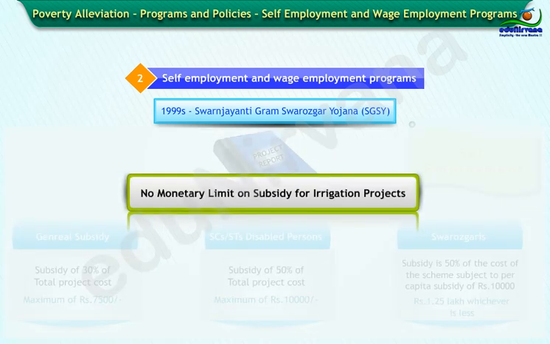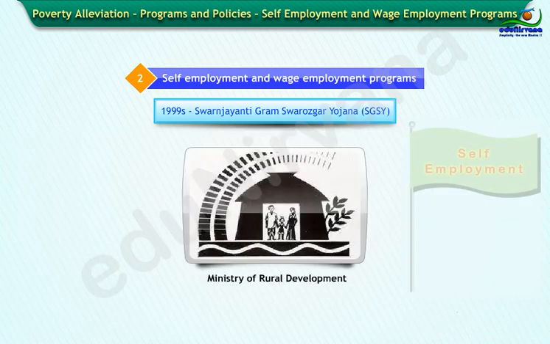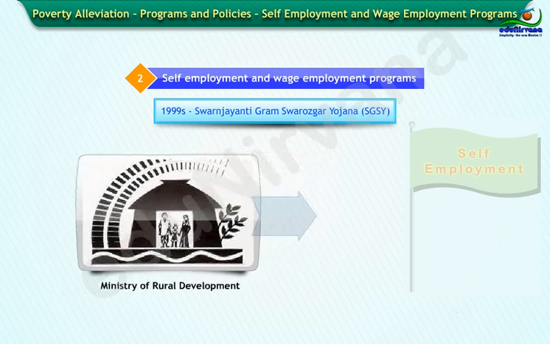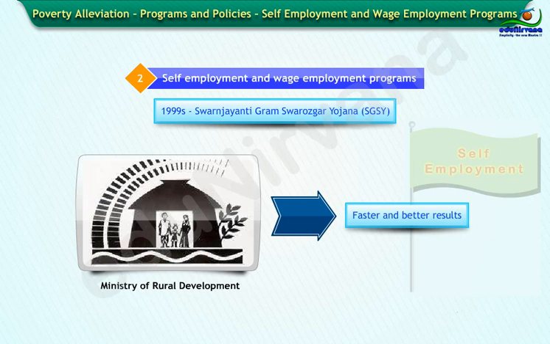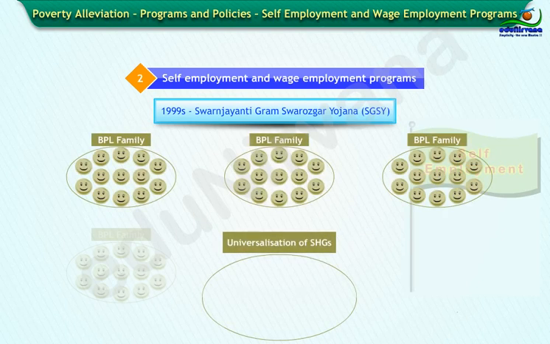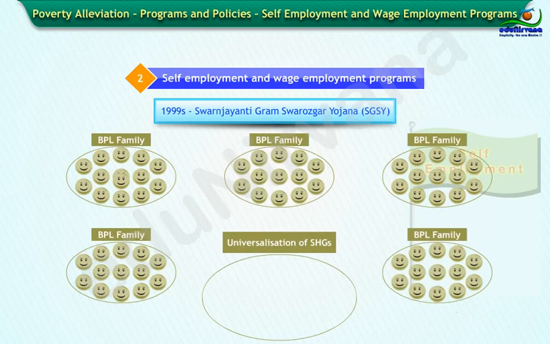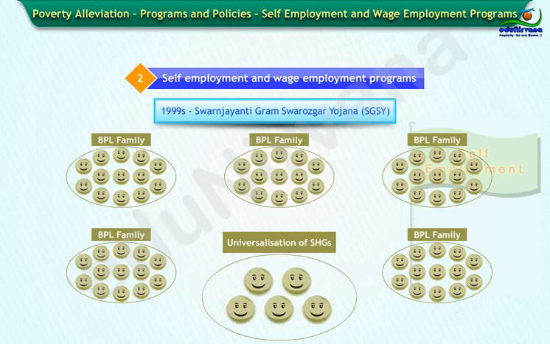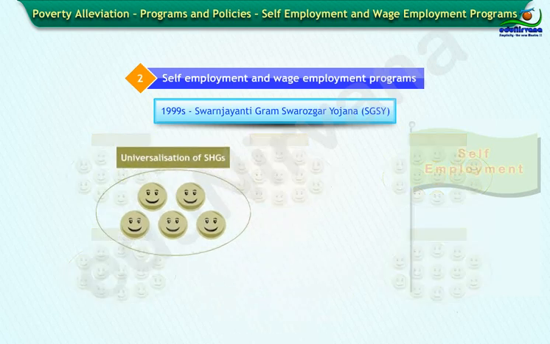There is no monetary limit on subsidy for irrigation projects. The Ministry of Rural Development is in the process of redesigning SGSY to implement it in a mission mode for achieving faster and better results. It is proposed to aim for universalization of SHGs, that is, to bring at least one member from each BPL family into the SHG fold in a time-bound manner.